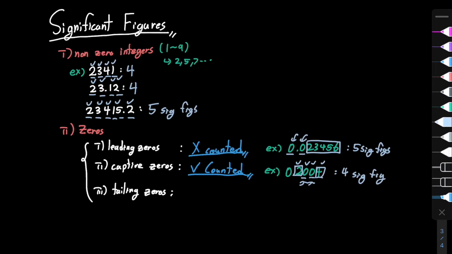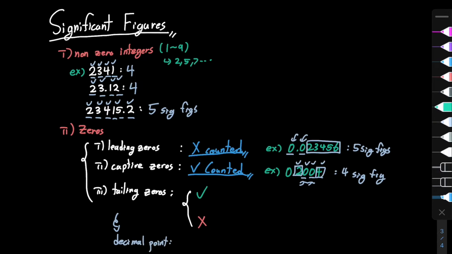Now for the last category of zeros, trailing zeros, to tell you the conclusion up front, these are a bit more complicated. We have to further evaluate this into two main categories: whether a decimal point exists or doesn't exist. Now, a decimal point is simply a dot.